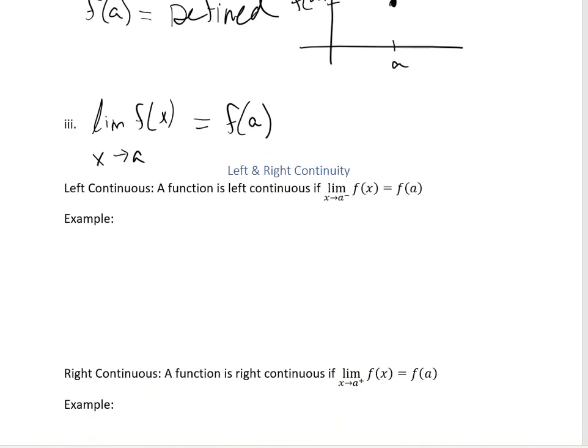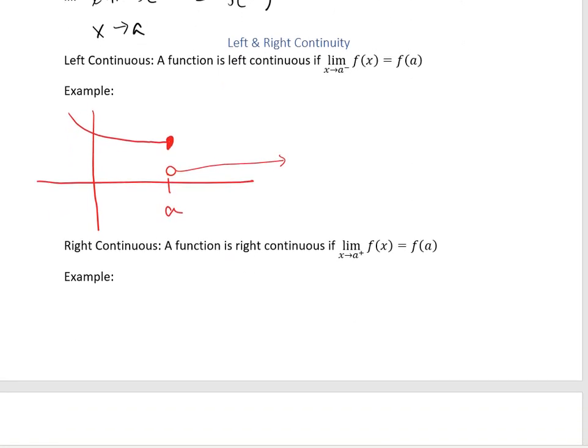Now, just because a function isn't continuous at a point doesn't mean we can't talk about what kind of continuity it does have. There is something called left continuity. That is, as we approach from the left, our limit equals our function value. As an example, if I'm approaching from the left-hand side, that means I would have a filled in hole here, and then maybe an open hole over here. This would be a left continuous function.